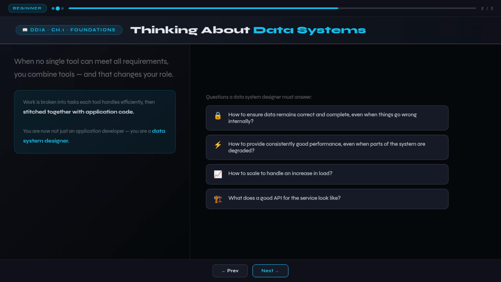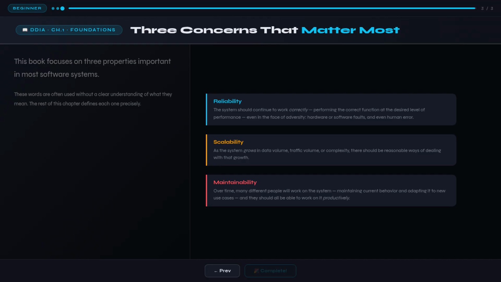And many factors shape the answers: the skills and experience of the people on your team, legacy system constraints, delivery timelines, your organization's tolerance for risk, regulatory requirements. There is no universal answer. But there are principles, and that's what this book is about. Out of all the concerns that matter when designing data systems, this book focuses on three that come up in almost every system, at almost every scale.